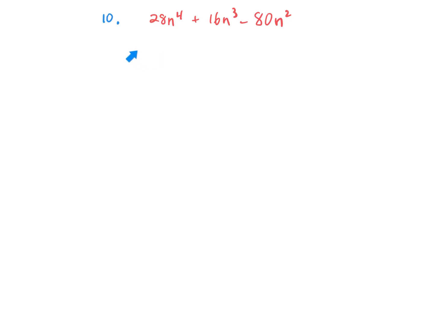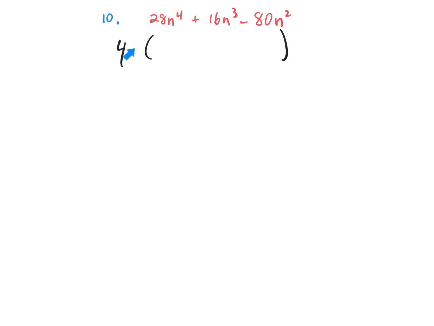The first step in factoring is always to check to see if every term has a common factor. First, we'll start with the numbers. The biggest factor that can divide into 28, 16, and 80 is 4. So we'll divide out, or factor out, the 4.